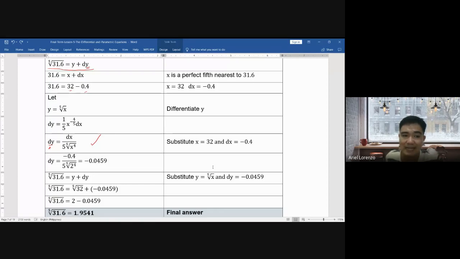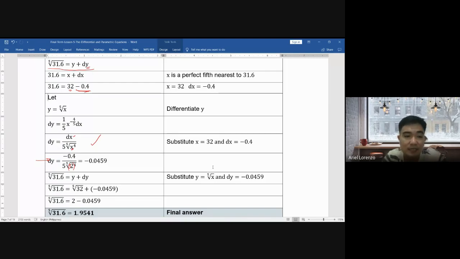I-cross multiply natin sa kabilang side. So magiging dx all over 5 times fifth root of x to the fourth. After which, meron tayong value ni dx which is negative 0.4. We have value ni x which is 32. So we just substitute here. Okay? Dapat 32 to, class. x, 32 raised to the fourth dapat yan. Okay? Should be 32 raised to the fourth. Paki-calculate niya yung dy.